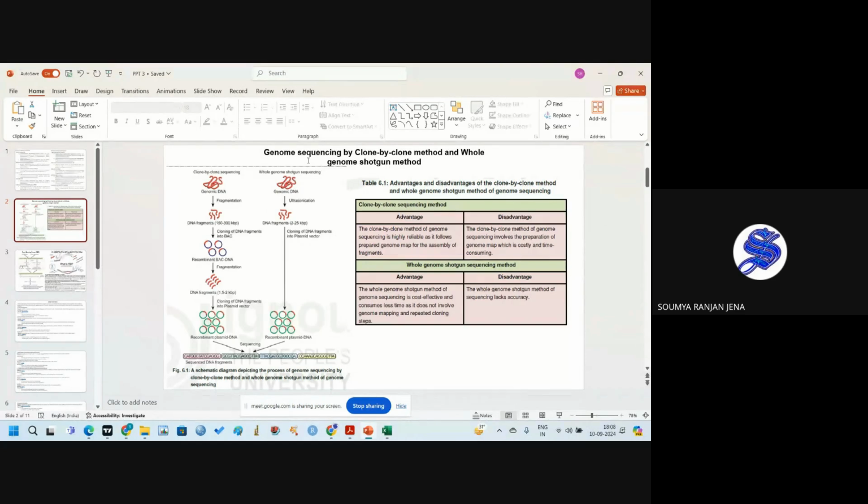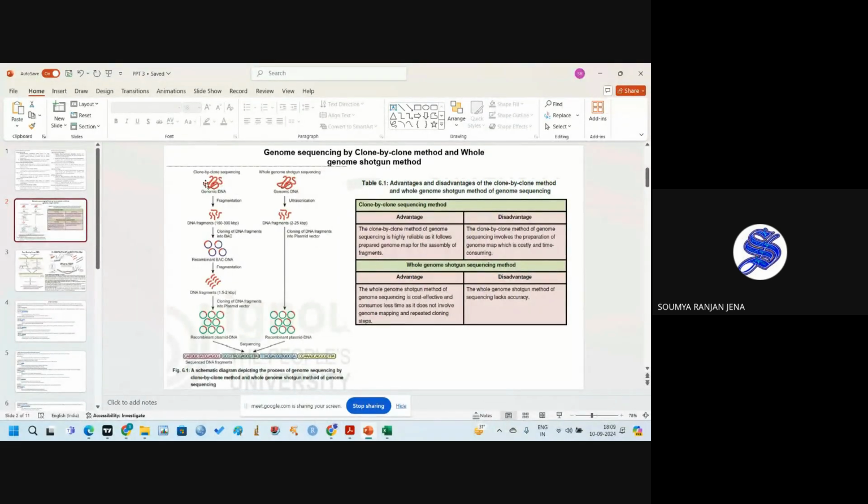First, we will discuss genome sequencing by the clone by clone method and the whole genome shotgun method. Clone by clone means two terms: one clone is there and another clone. In the sequencing of genomic DNA, we have to do two different clones. How is this possible? We'll study.